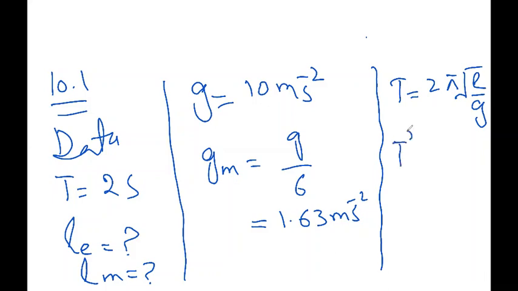T square is equal to 4 pi square L by g. So L is equal to g T square divided by 4 pi square. Use this equation for Moon and for Earth. You can calculate the value of length.